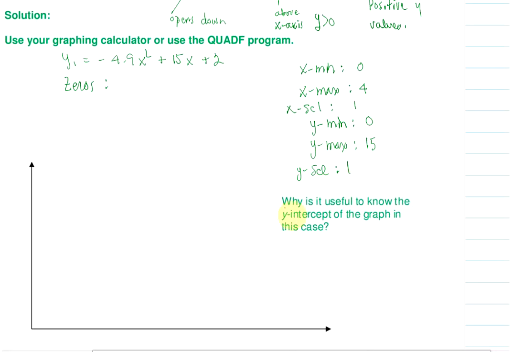Okay, and a question before we graph. Why is it useful to know the y-intercept of the graph in this case? Well, because at the y-intercept, t is equal to 0, right? That's your x value when y is 0. And you want to start where t is equal to 0 because you can't accept negative values for t.